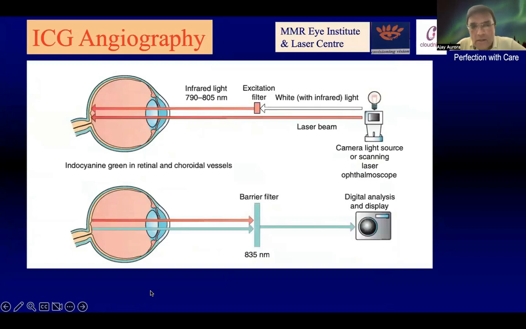Now, just a word about ICG angiography. For ICG, the excitatory beam is between 790 to 805 nanometers, and the emission occurs at about 835 nanometers.